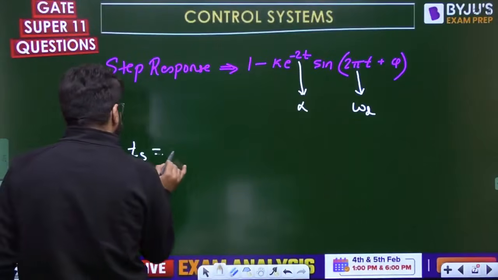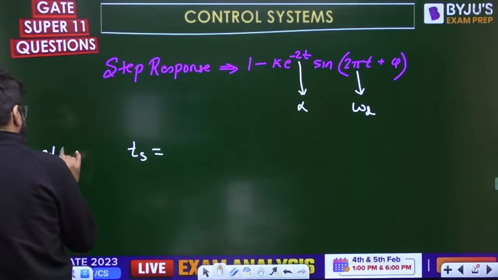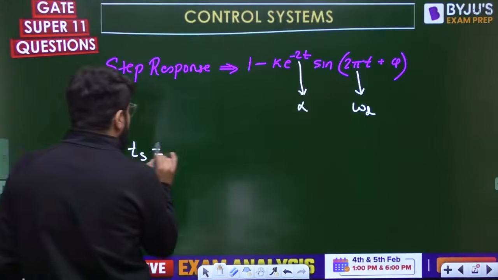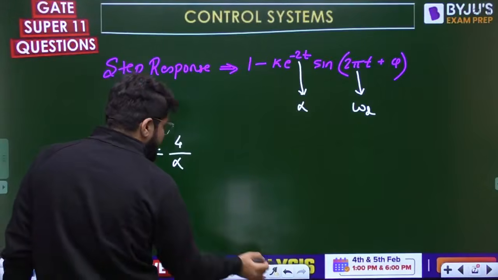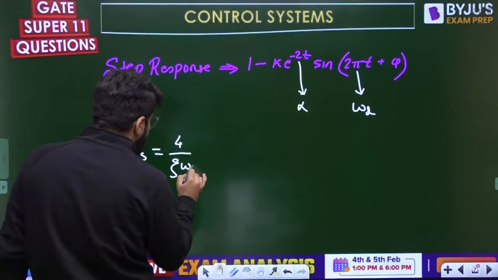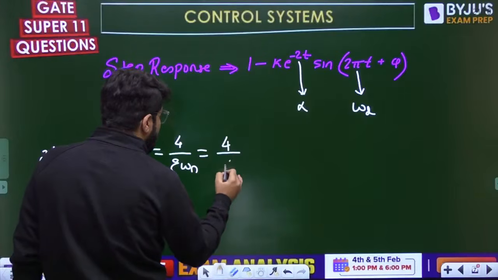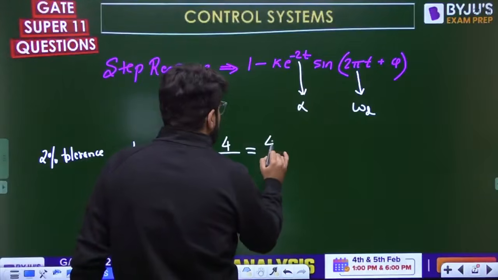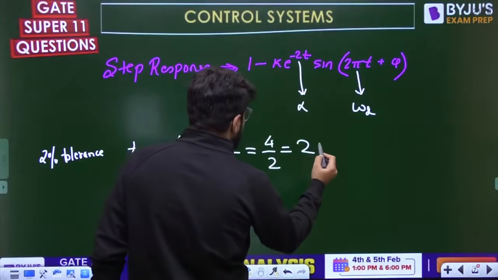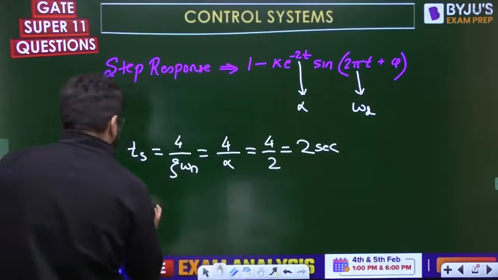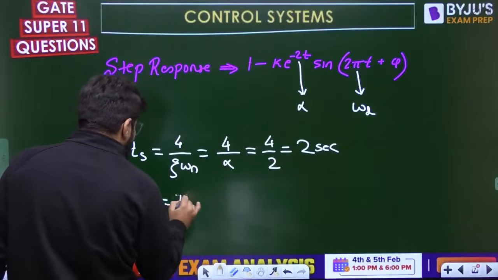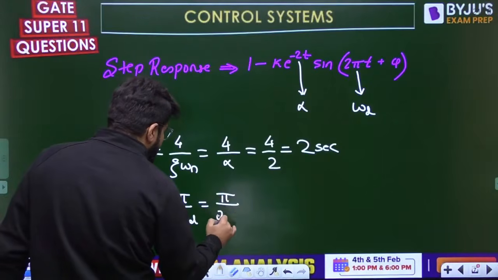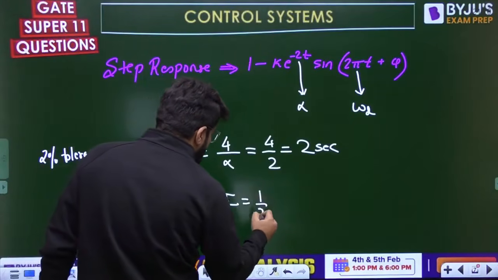The formula for settling time for the 2% tolerance, that is, output should settle to 98% of the desired value, for underdamped is 4 by zeta omega n, and zeta omega n is alpha. So 4 divided by 2, the settling time is 2 seconds. And the peak time is given by the formula pi by omega d, so that is pi divided by 2 pi, which is 1 by 2 second.